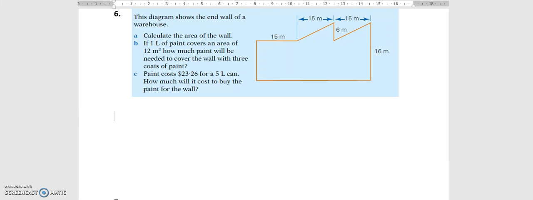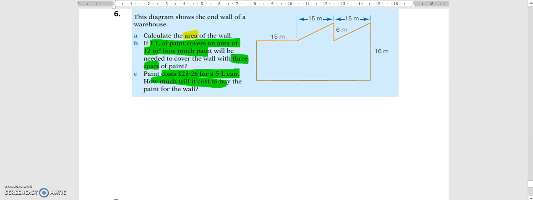So this question asks for several things. Firstly, it shows the end wall of a warehouse. They want us to get the area. Then they're going to say if 1 litre of paint covers an area of 12 square metres, how much paint's going to be needed with 3 coats. Then if the paint costs $23.26 for 5 litres, how much will it cost to buy the paint?